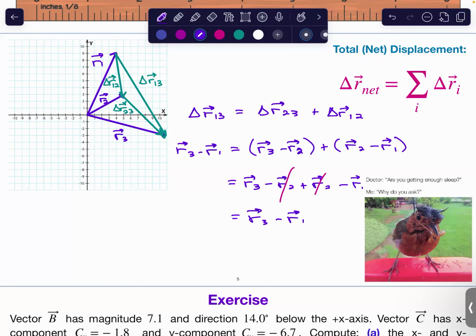So you end up with R3 minus R1, which shows that it doesn't matter how many different displacements you have, your net displacement is going to be the vector addition of all of them. So it gets you right back up to here. I can have displacements all over the place, and my total displacement after all that's done is going to be the vector sum of all of them.